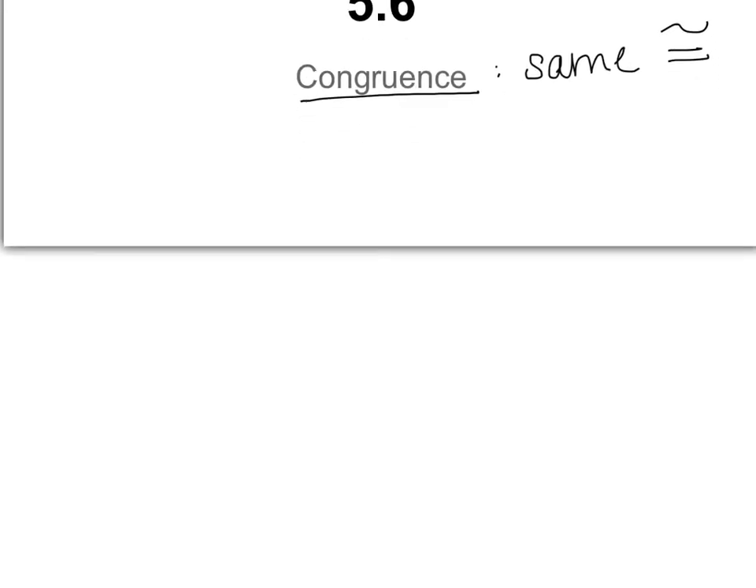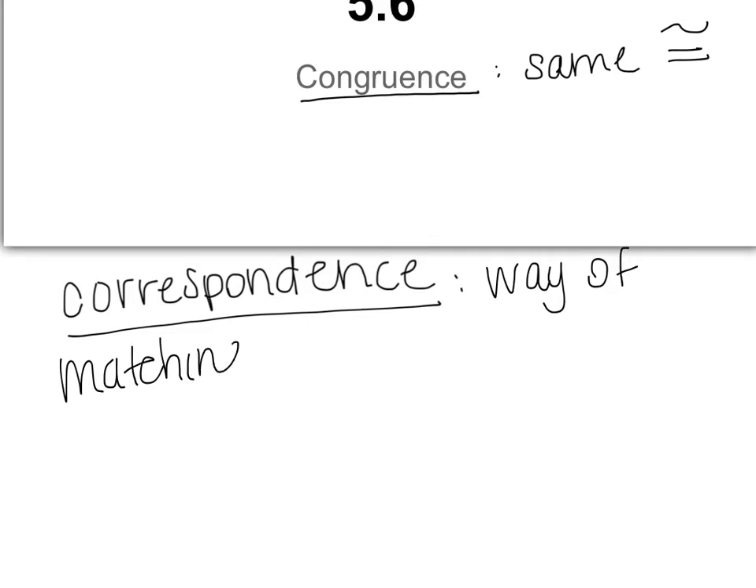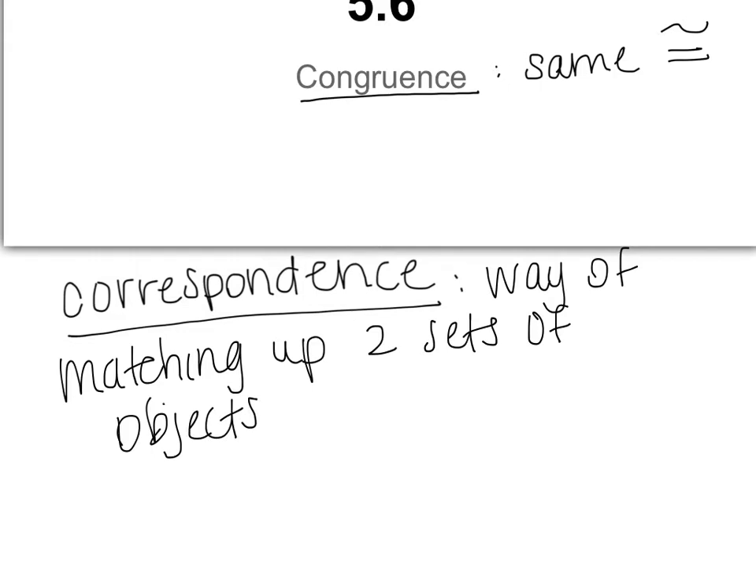Another word that we need to get down as a definition is correspondence. And correspondence is just a way of matching up two sets of objects. So we're going to look at different polygons and different angles and see if they have anything that corresponds to one another.